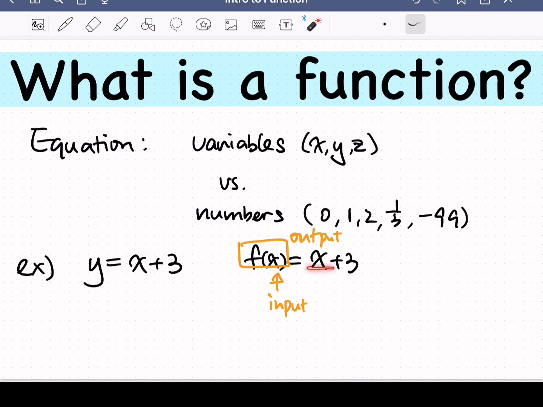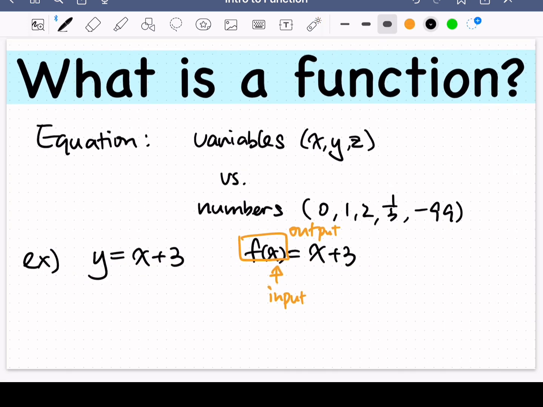So using x and f(x) is exactly the same as using x and y. The only difference is that once you use f(x), it's more clear that this is a function, not just an equation. But in high school mathematics, you can use either way. Okay, then what does f(x) = x + 3 actually mean?